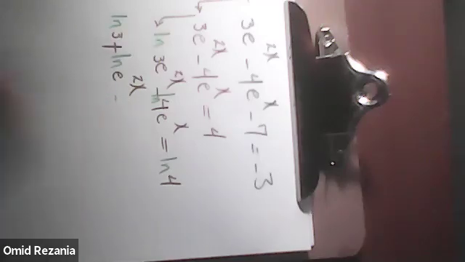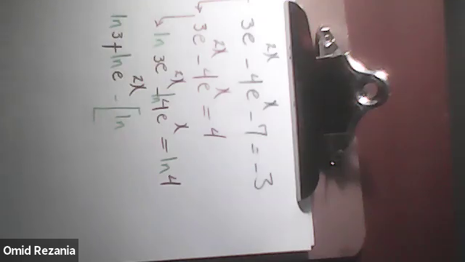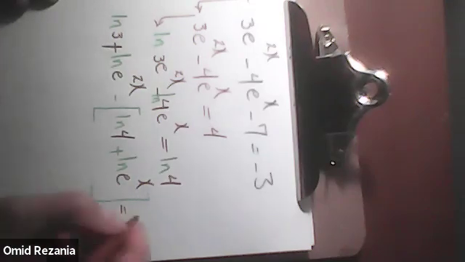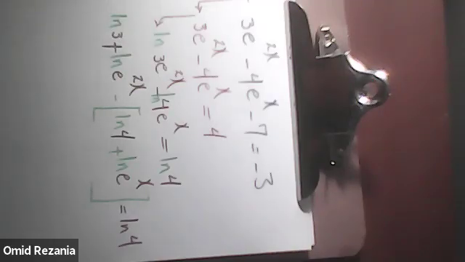Do they have a big parenthesis or no? It can have. Then it becomes what? ln 4 plus ln e to the power x. That's right. Equals what? ln 4. That's fantastic. Thanks so much, Rose.